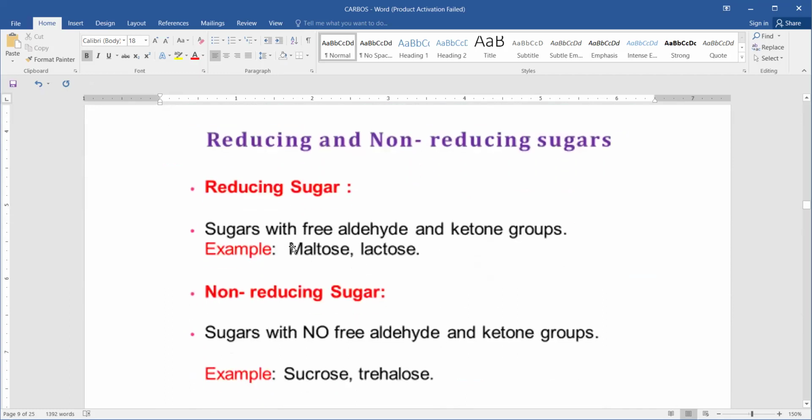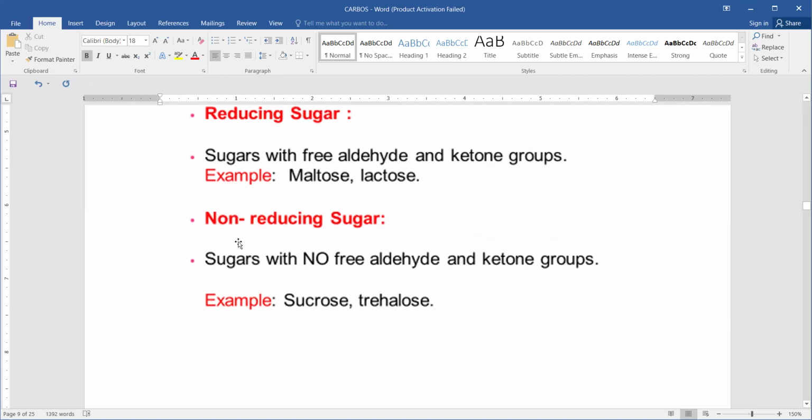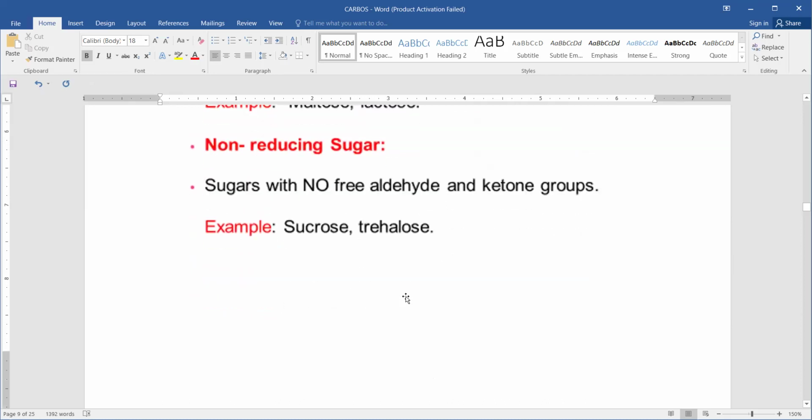So what are reducing sugars? Sugars with free aldehyde and ketone groups. Free aldehyde group కానీ ketone groups కానీ ఉంటే వాటిని reducing sugars అంటారు. Example maltose and lactose. Non-reducing sugars have no free aldehyde or ketone groups: sucrose and trehalose. This trehalose will come again in the digestion.